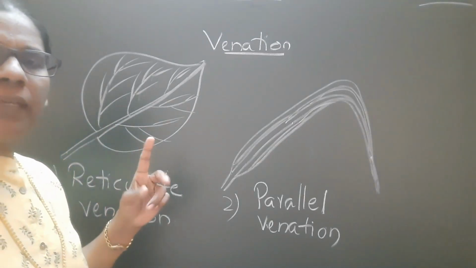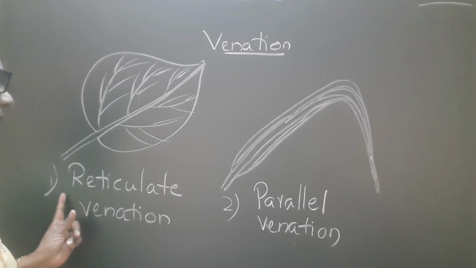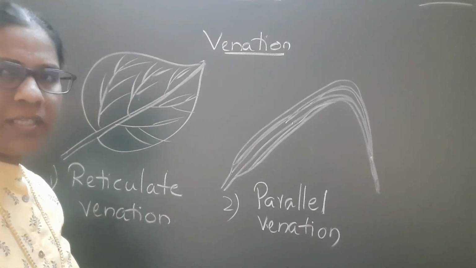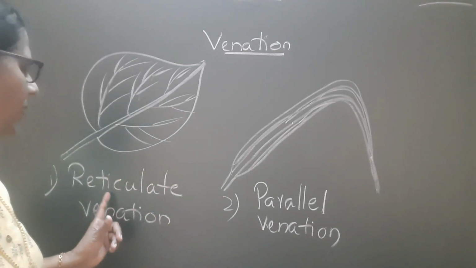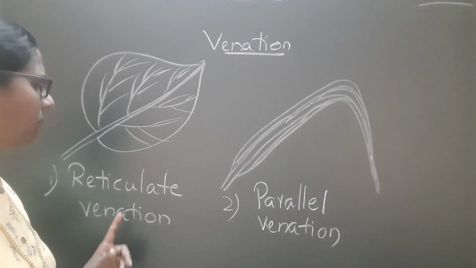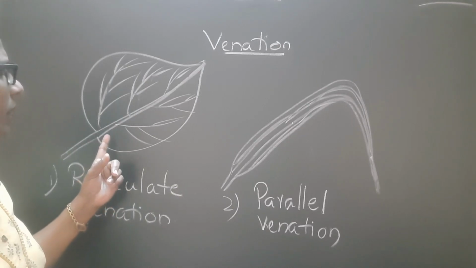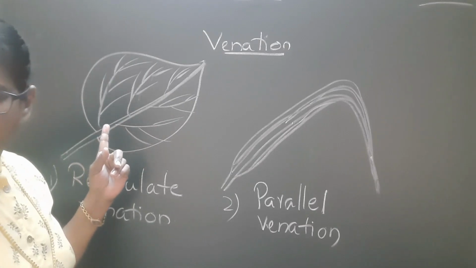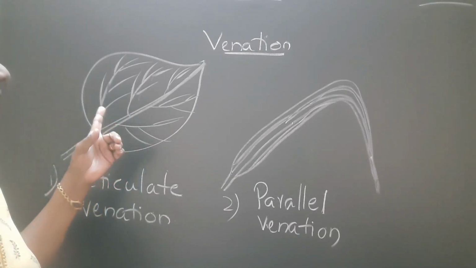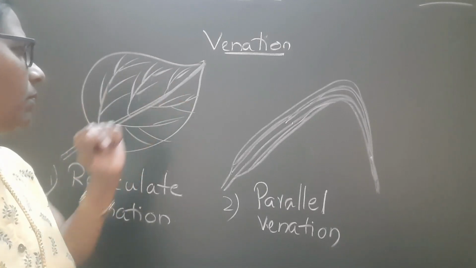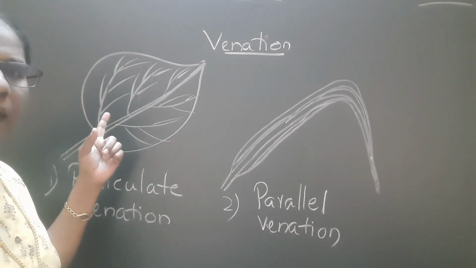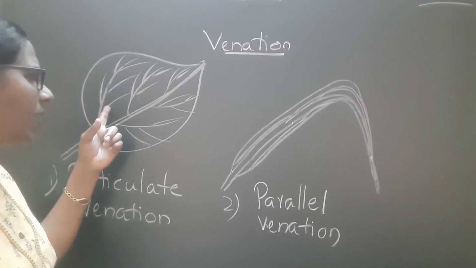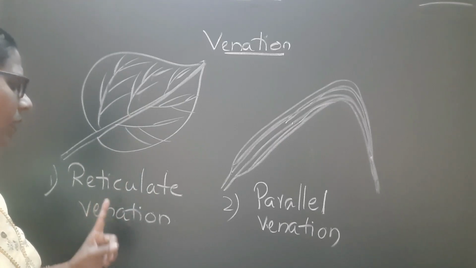Now, venation has two types. Number one, reticulate venation. Number two, parallel venation. What is reticulate venation? When the veins and veinlets are arranged irregularly in a leaf, it is called reticulate venation.